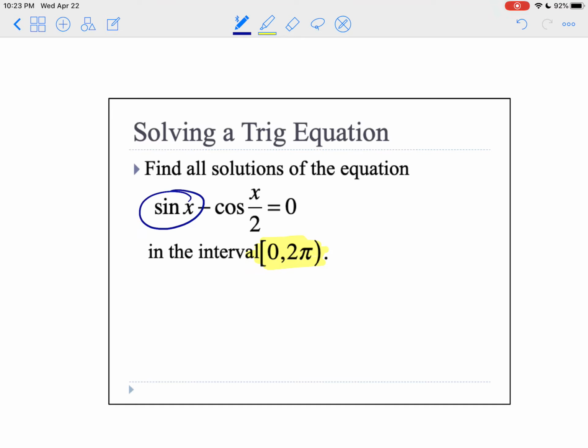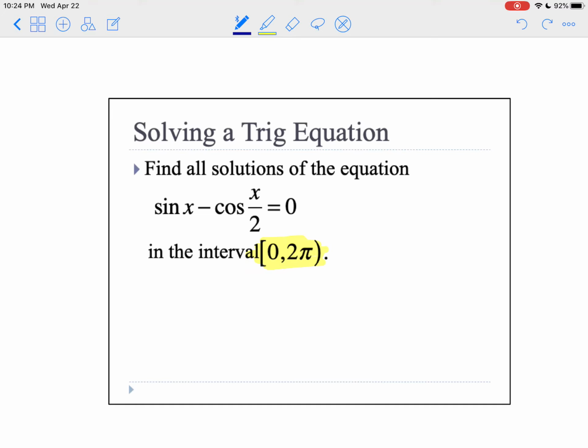sine to rewrite sine of x as 2 sine of x over 2 cosine of x over 2, so that everything has x over 2 inside of it. And that's the easier way. The reason I'm not going to use the half angle formula is because the half angle formula has a square root in it, which makes it much more difficult to work with. So we don't want to introduce a square root in the middle of this equation.